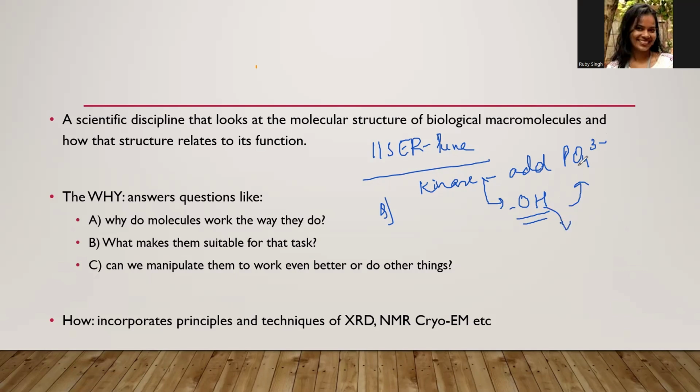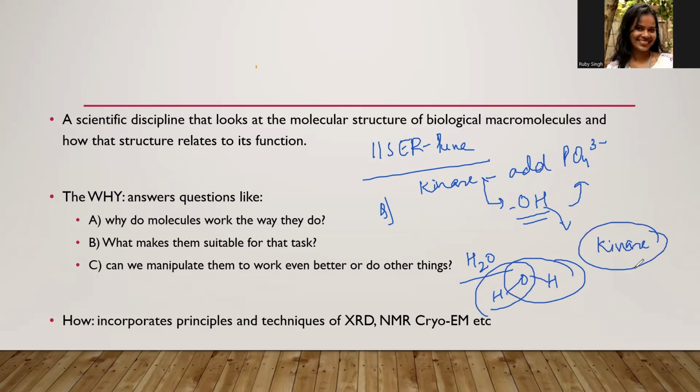It removes the H and adds the phosphate group, right? Now the question is the water molecule. The water molecule also has this OH group. Is it possible for your kinase enzyme to add a phosphate group to a water molecule? This was the question. Please try to get the answer and let me know through your comments. Okay, now coming back to the topic.